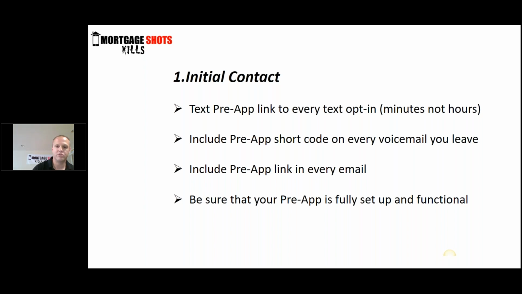You also want to include your pre-app short code on every voicemail that you leave. This is really a BDP, a best demonstrated practice, for anyone who hasn't applied with you yet. If you're leaving that voicemail, just say, hey, by the way, if you can't get in touch with me right now, if it's an inconvenient time, you can either go to our website, TJB Home Loans, or text TJB to, was it Drew, 48421, if I remember correctly?